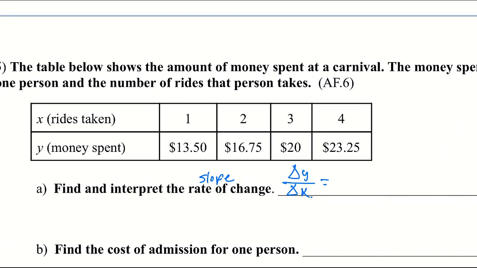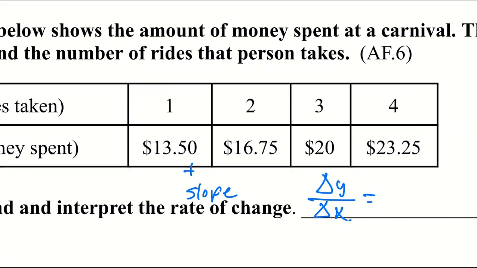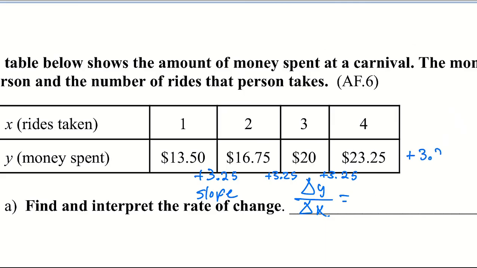So I'm going to take $16.75 minus $13.50 to get $3.25. So it looks like our change is going to be plus $3.25, plus $3.25, plus $3.25. So that is constant. That would be our change in y. And then our change in x looks to be plus 1.